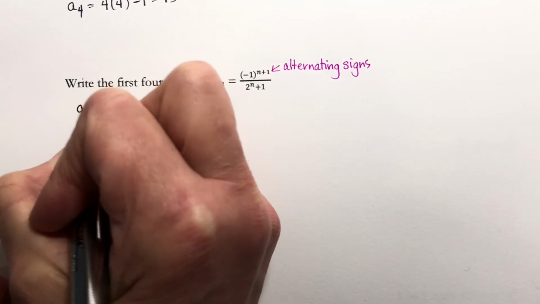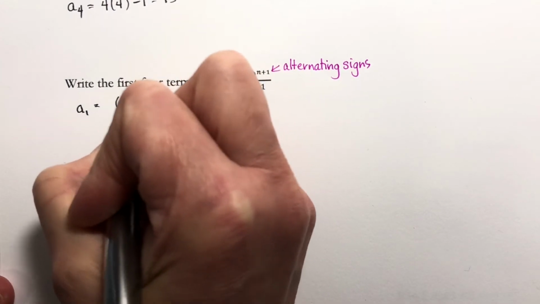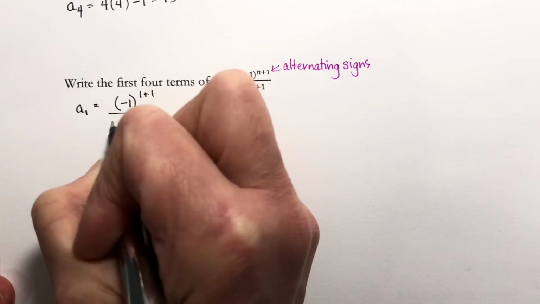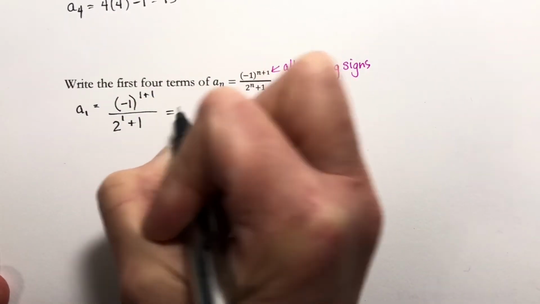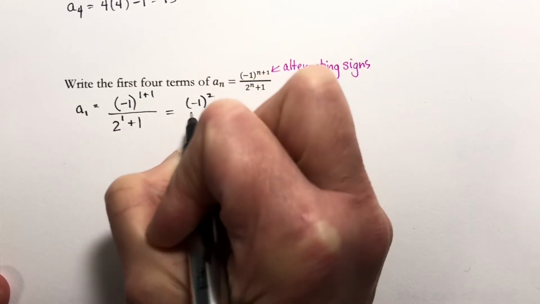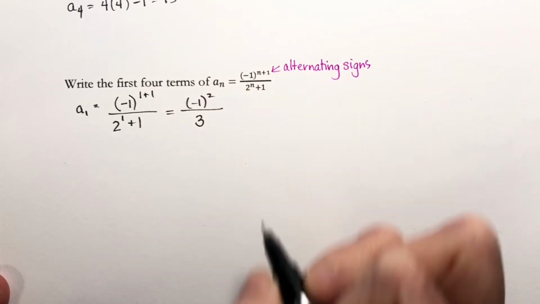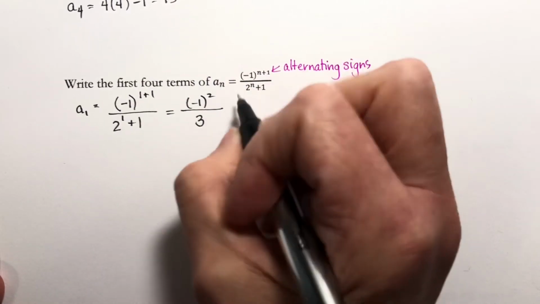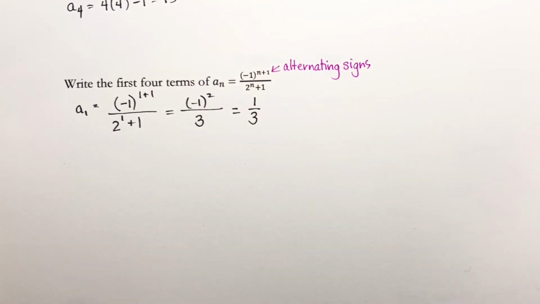So let's find a sub 1. I'm going to write out everything here. -1 to the 1 plus 1 over 2 to the 1 plus 1. So this is -1 squared over 2 to the first power is 2, plus 1 is 3. So -1 squared is +1, so this answer is 1/3. That is our first number in this sequence.